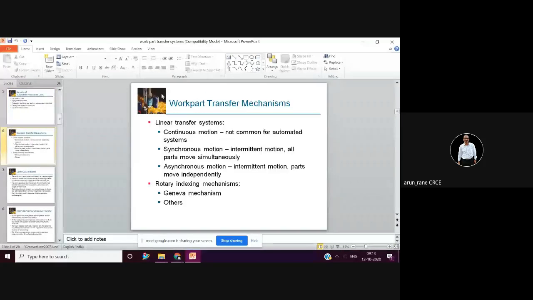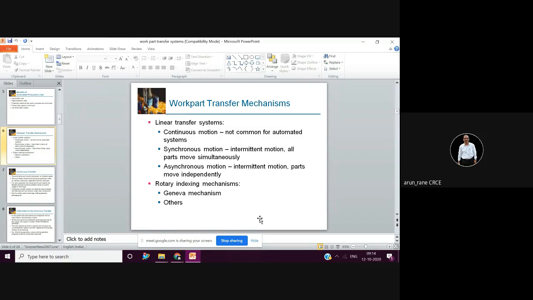So, what are the different mechanisms? The questions that can be asked are: what are the different transfer mechanisms? Explain one, or what are the different transfer lines, or what are the different production lines. So you have linear transfer systems and you have rotary indexing mechanism. Linear transfer system means the part is moving continuously in a straight line, like the automobile conveyor I just showed you, or your cylinder machining line or your lock assembly line. And rotary indexing means the lines are round.